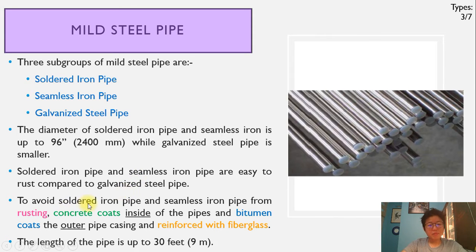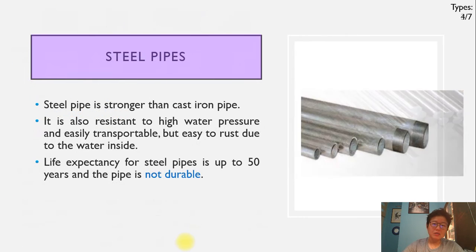Alright, and in order to prevent the soldered iron and seamless pipes from rusting, what do they do? They coat the inside with concrete, a thin layer of concrete, and on the outside they put a bitumen coat. And on top of that, to make sure that it's strong, they put reinforcement of fiberglass. So it's not just an ordinary pipe now; it has a lot of coatings inside out, and there's a reinforcement going on. And these pipes can come up to 30 feet or 9 meters long. So it can be used as a service line, so it's easier to connect longer sections.